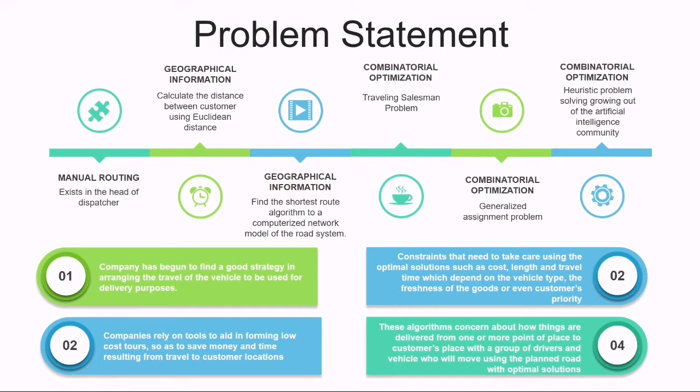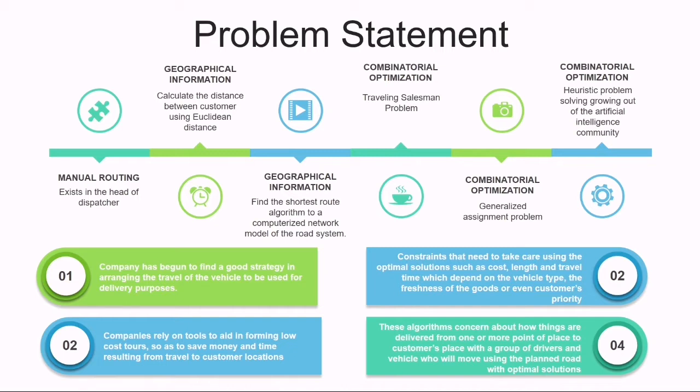Okay, the problem statement is, there are many companies who have begun to find a good strategy in arranging the travel of the vehicle to be used for delivery purposes. Such companies rely on tools to aid in forming low-cost tours so as to save money and time resulting from travel to customer location. There are many constraints that need to be taken care of to achieve the objective in using the optimal solution, such as the cost, length, and travel time, which depends on the vehicle type, the freshness of the goods, or even customer priority.